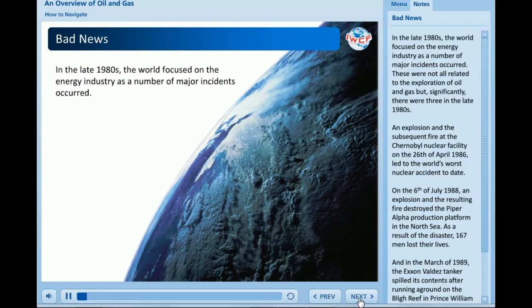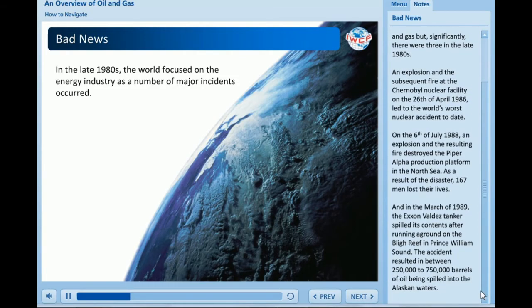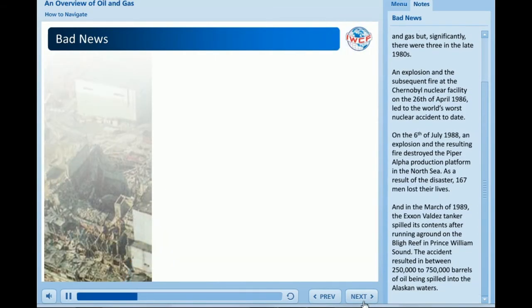In the late 1980s, the world focused on the energy industry as a number of major incidents occurred. These were not all related to the exploration of oil and gas, but significantly there were 3 in the late 1980s. An explosion and the subsequent fire at the Chernobyl nuclear facility on the 26th of April 1986 led to the world's worst nuclear accident to date.